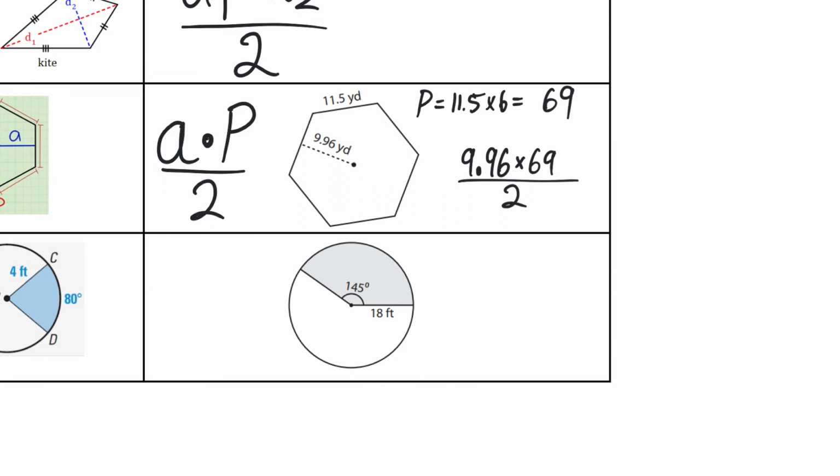Okay, say it one more time. 343.62. Okay, yards squared. Okay, 9.96 is the apothem. 69 is the perimeter. That's just the formula. Apothem times perimeter divided by 2.